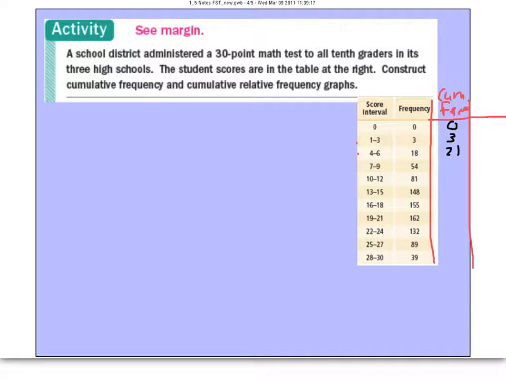From 9 points all the way down, we're going to have 75. And then the rest of the data, we will get these cumulative totals. You can tell by the end of the test, there was a total of 881 students that took this exam.